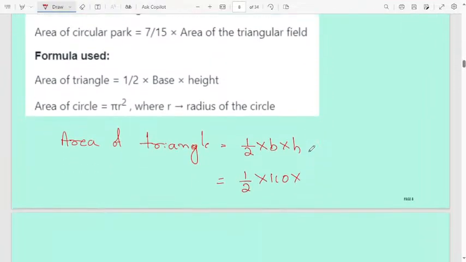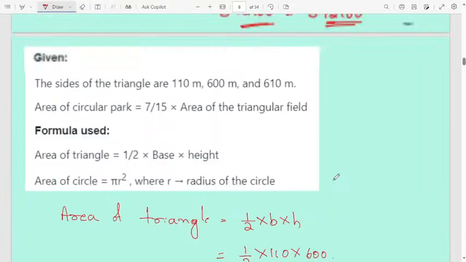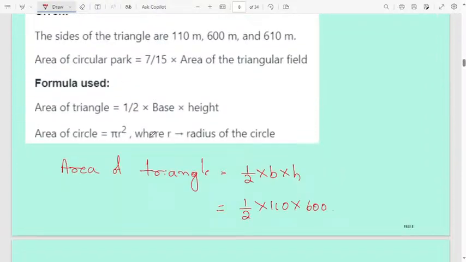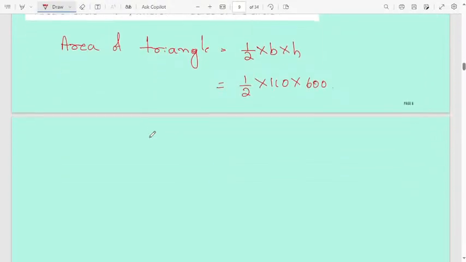If you interchange these two values, base and height, in this right angle triangle, you will get the same value. Don't get confused or panic about why I changed them. If you consider this CB as 600, this as 110 also, the area of a triangle, half into base into height, multiplying both the values, your answer will not change.